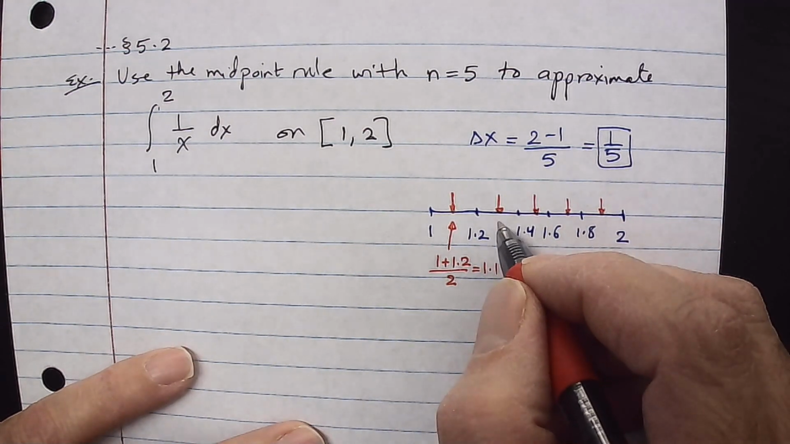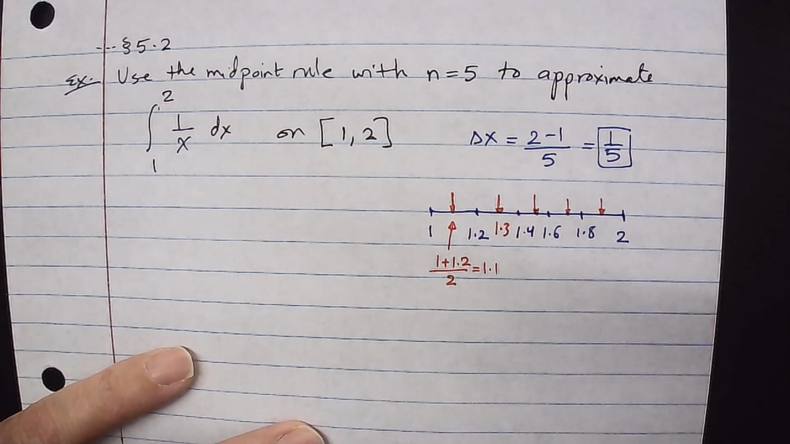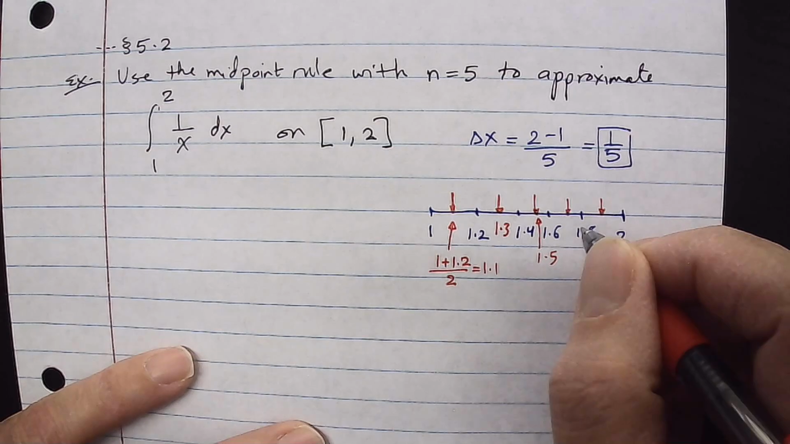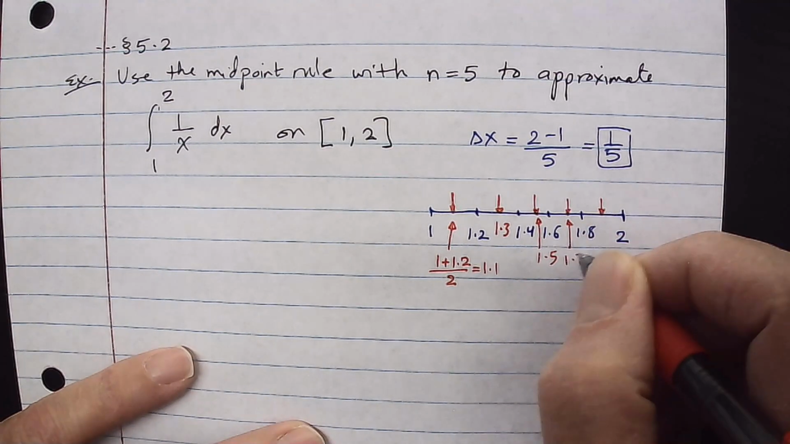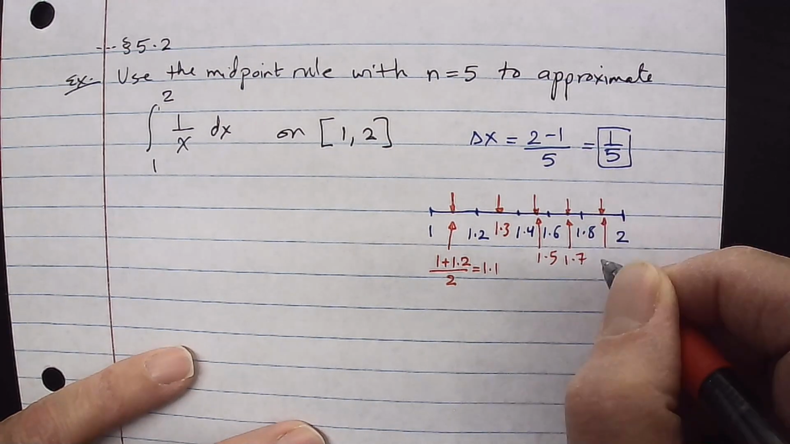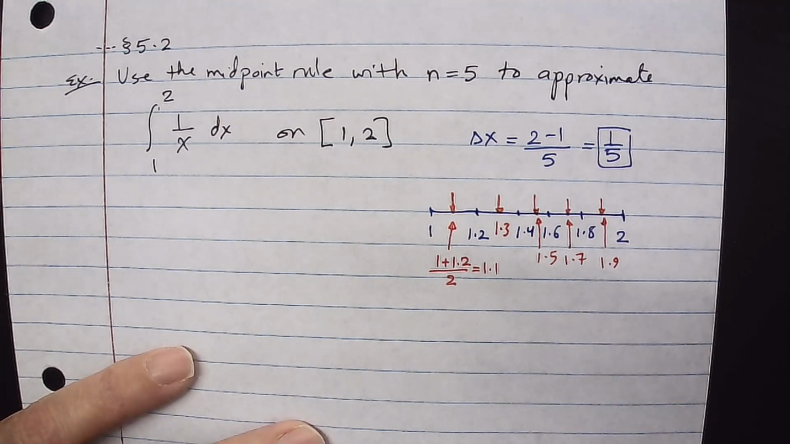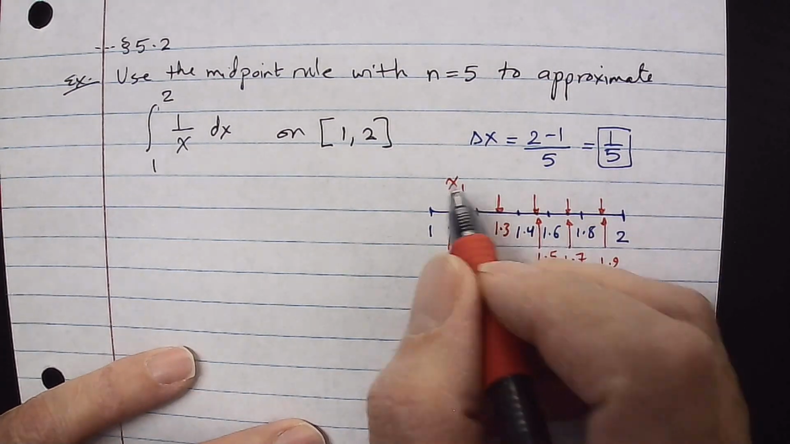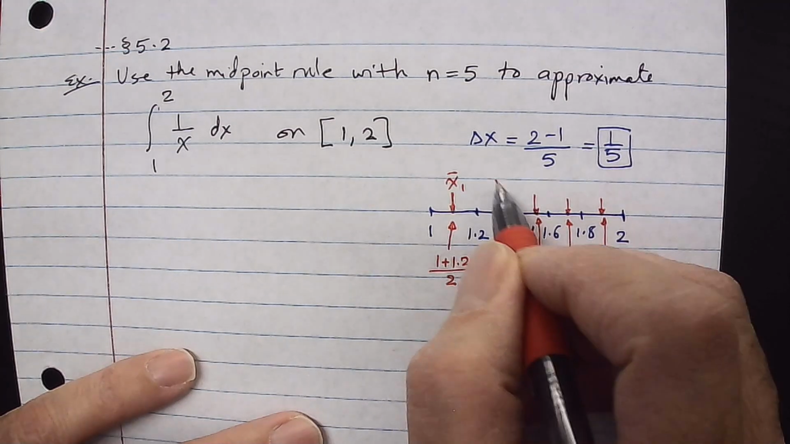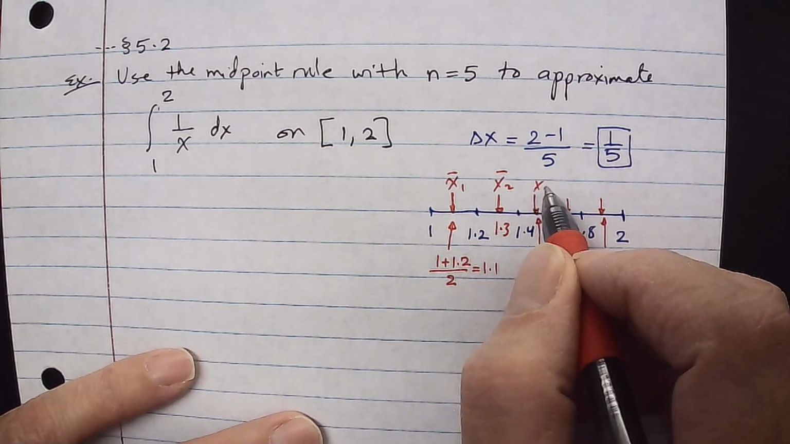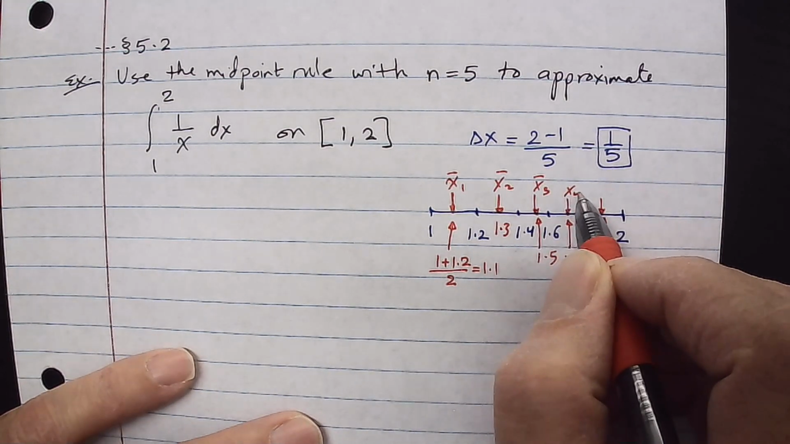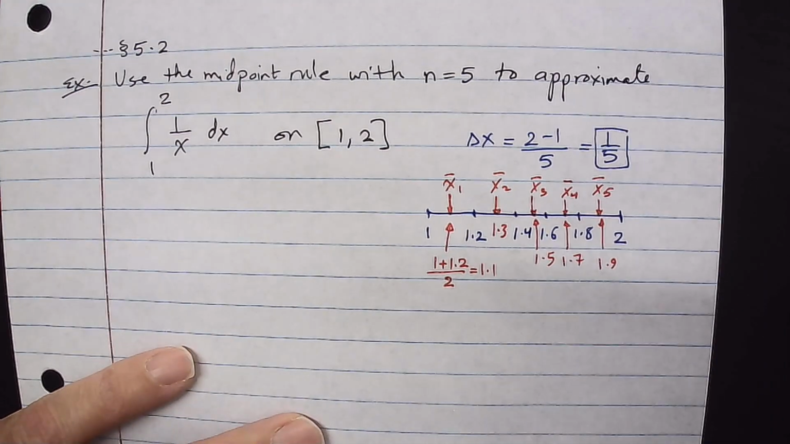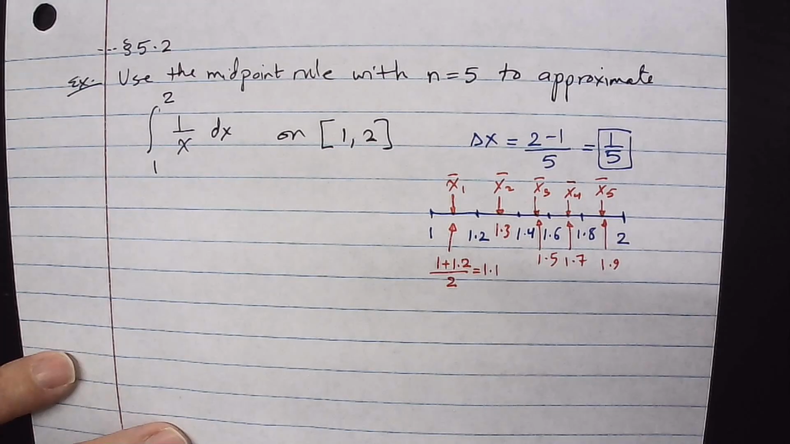This is 1.3. This one will be 1.5. And this one will be 1.7. And finally this is 1.9. And we can label them x1 bar, x2 bar, x3 bar, x4 bar, and x5 bar. The bar here is to tell that this is the midpoint.